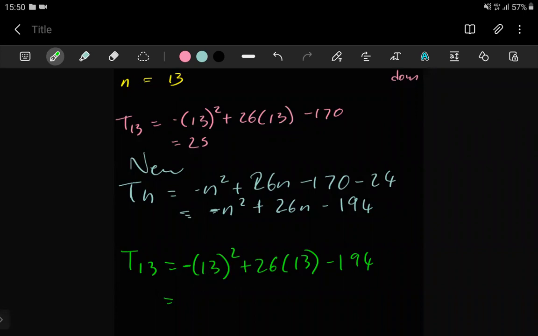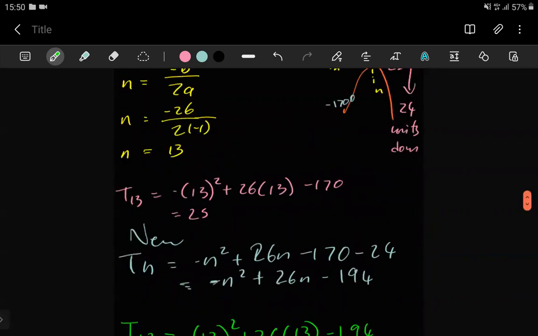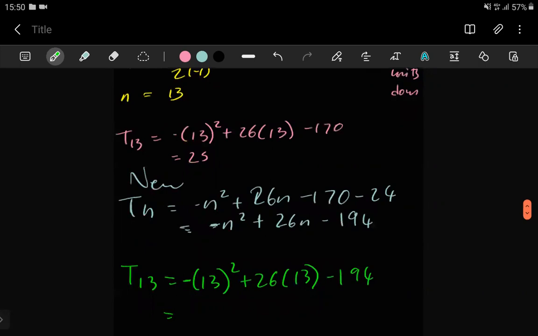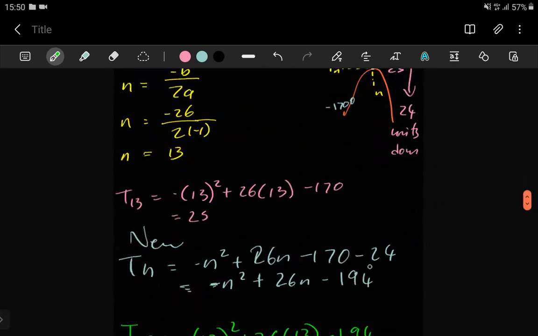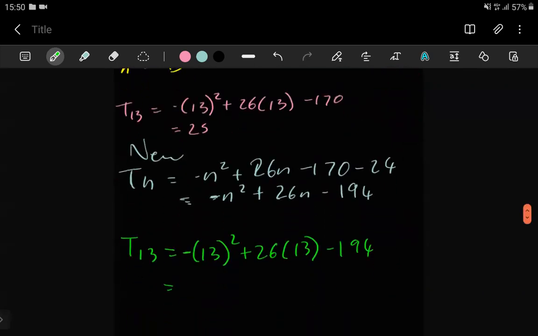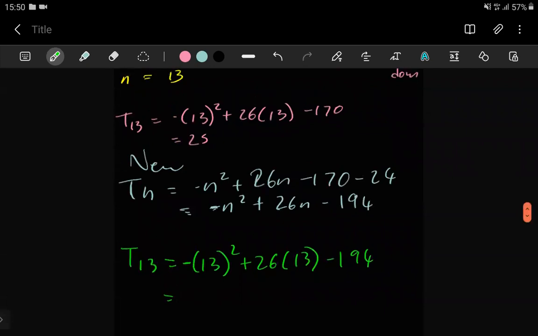Negative 25. How? Negative 25, you say? Okay, wait a minute. If we move the whole graph 24 downwards, then this whole thing here moves 24 downwards, then what? Nah, wait, hold on.